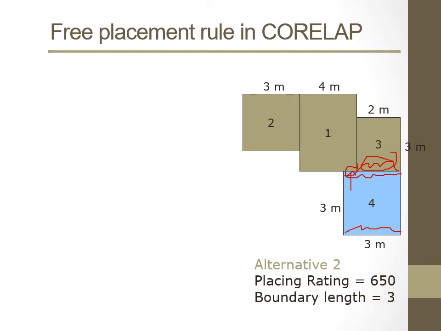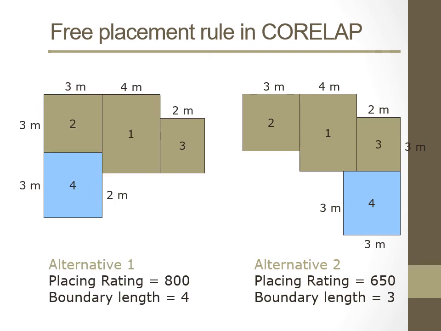So where do we want to place a department? We want, of course, the placing rating to be as high as possible and also the boundary length to be as high as possible. A higher placing rating and a higher boundary length is a better alternative. Okay? So when we compare these two, you see alternative 1 has a placing rating of 800, which is greater than alternative 2, and has a larger boundary length, which is 4 greater than 3.